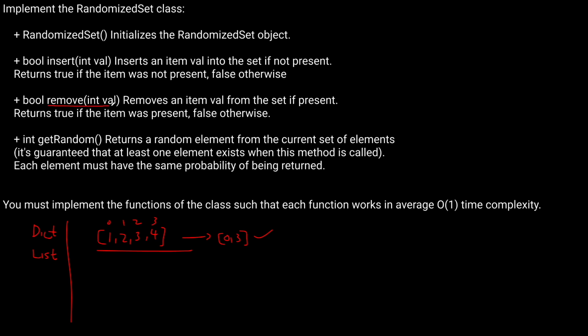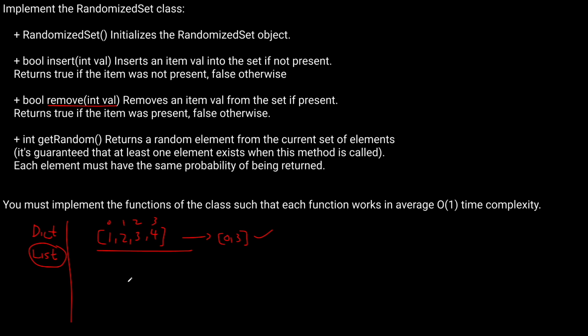But the removal part is difficult, because we can remove a key in a dictionary very easily by just deleting the key, no problem. But how do we remove it from the list? We talked about how removals from the end of a list were big O of 1, but say we needed to remove this 2, that's not going to be a big O of 1 operation.